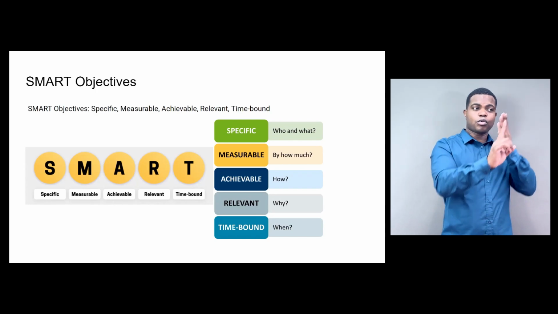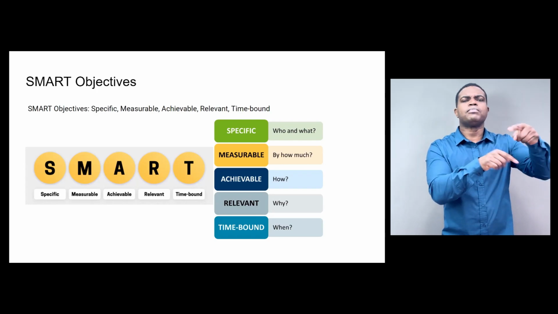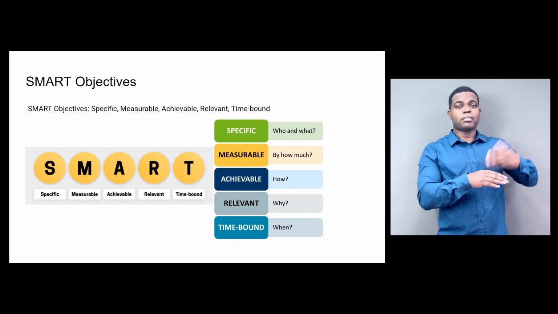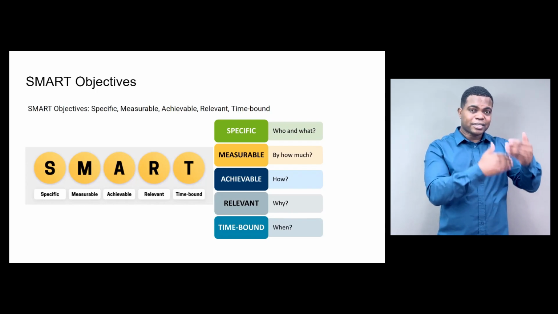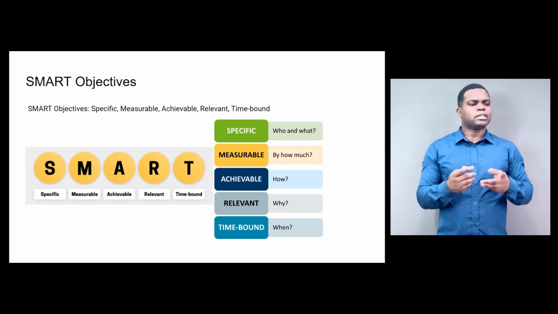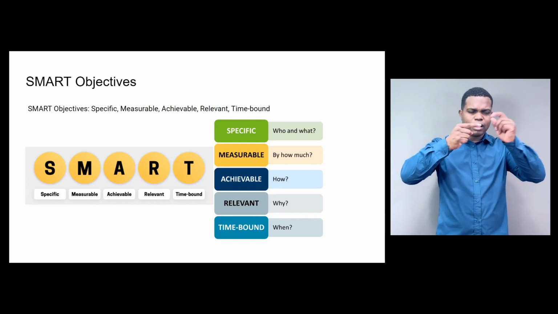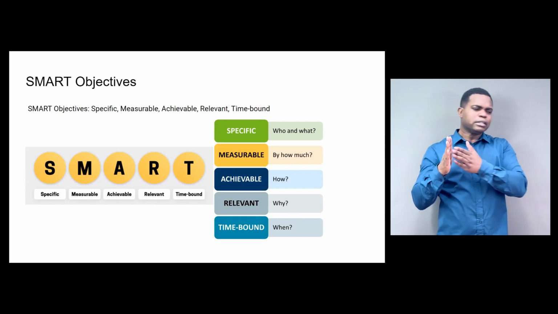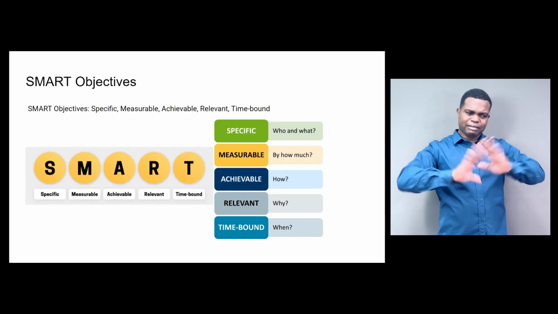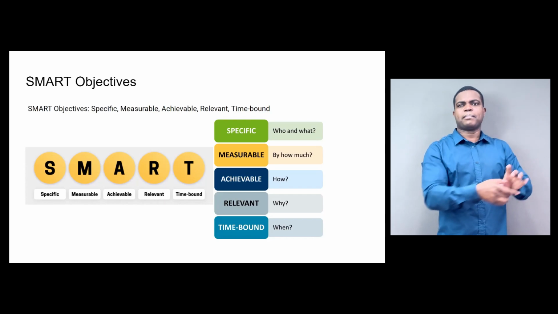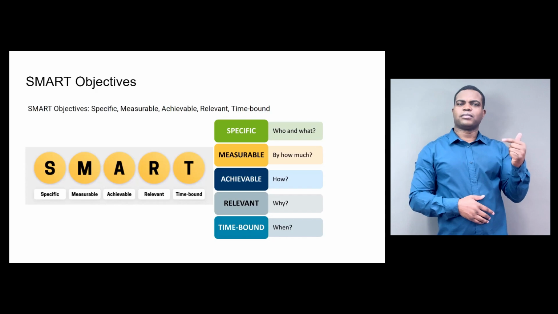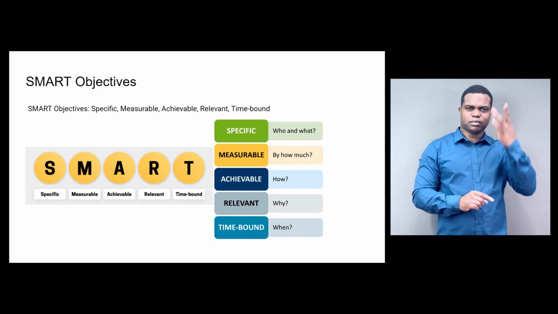Time-bound. When do you want to achieve this particular objective, especially for the initiative you want to carry out? From which time to what time? You need to be specific about when you want to start and when you want to finish. So your objectives must be specific, measurable, achievable, relevant, and time-bound.